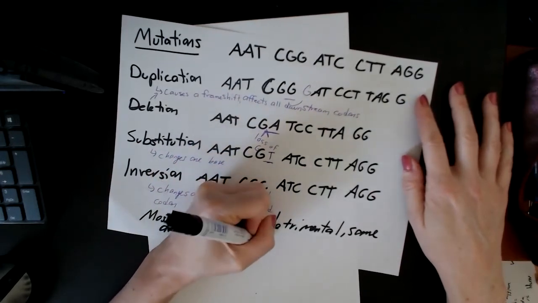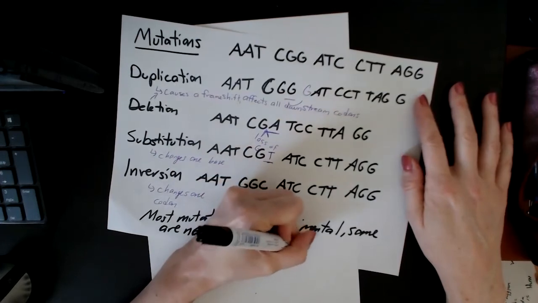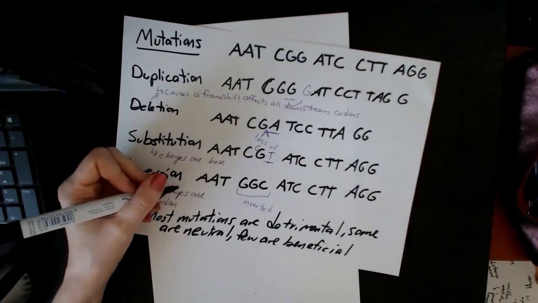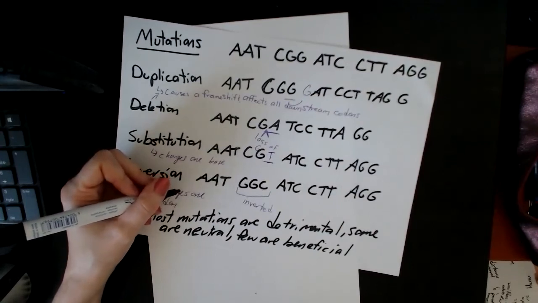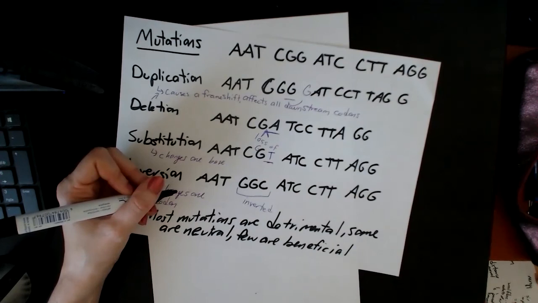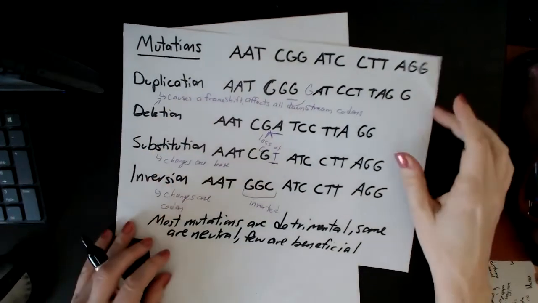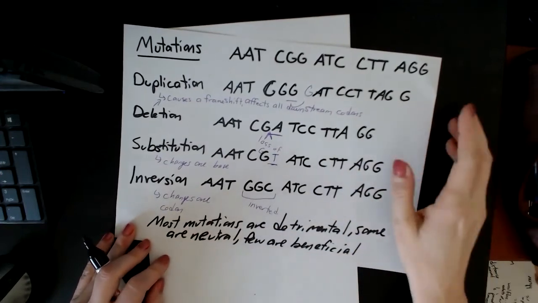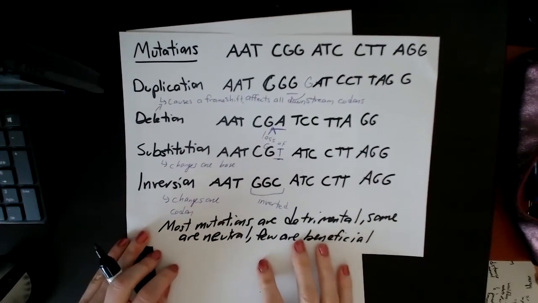An example of this would be, via random mutation, a bacteria might be resistant to an antibiotic. Well, that's a great thing for the bacteria. It's an advantage if, for example, that antibiotic is around. It will survive and all of its fellow bacteria that don't have that mutation will die. So most mutations, however, are detrimental, some are neutral, and very few of them are beneficial.